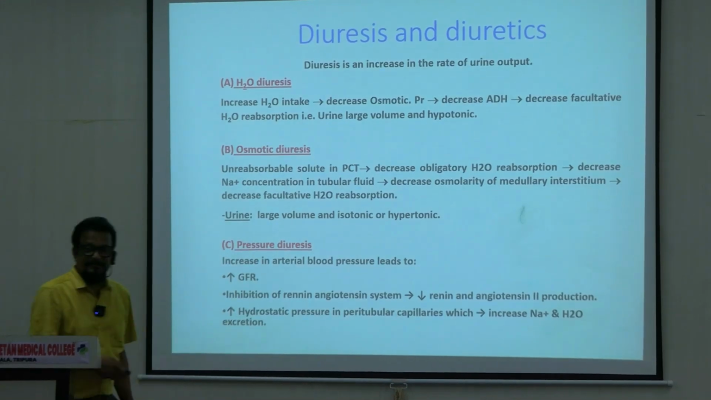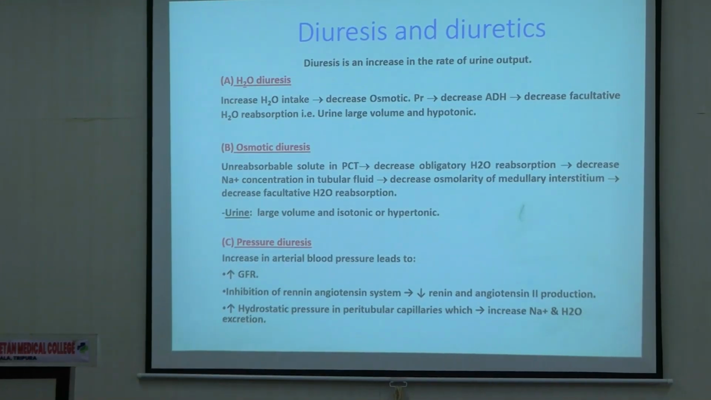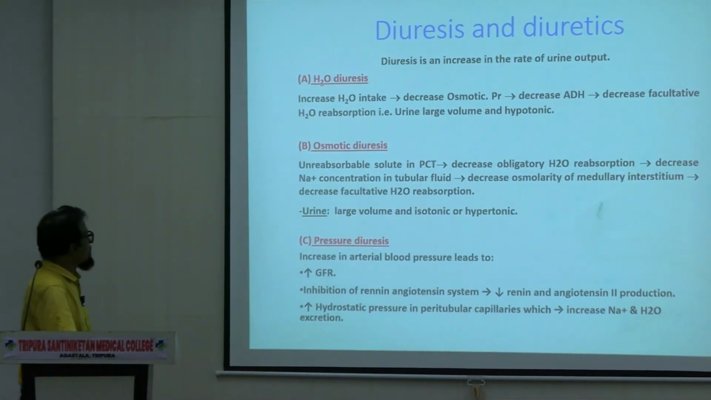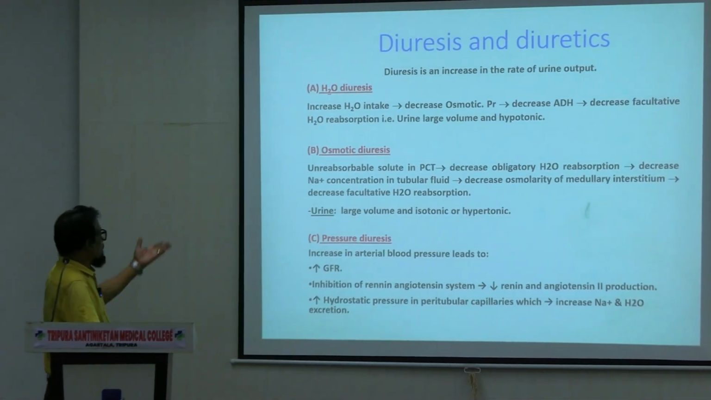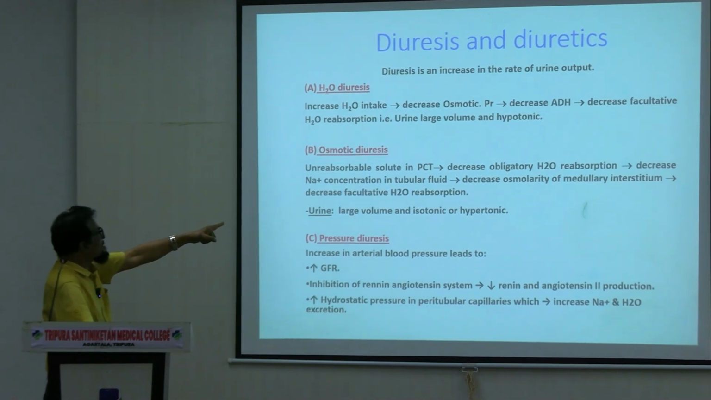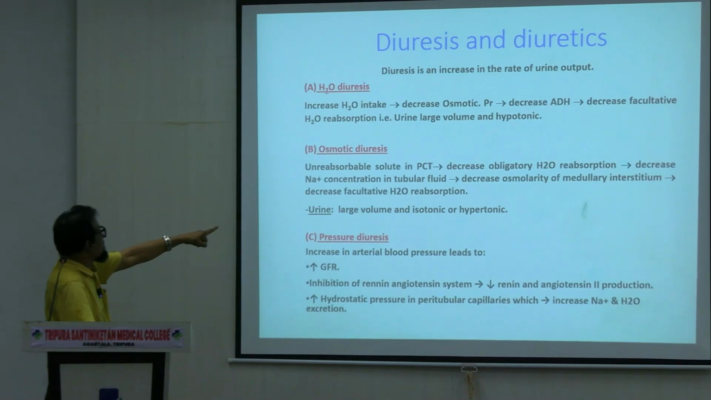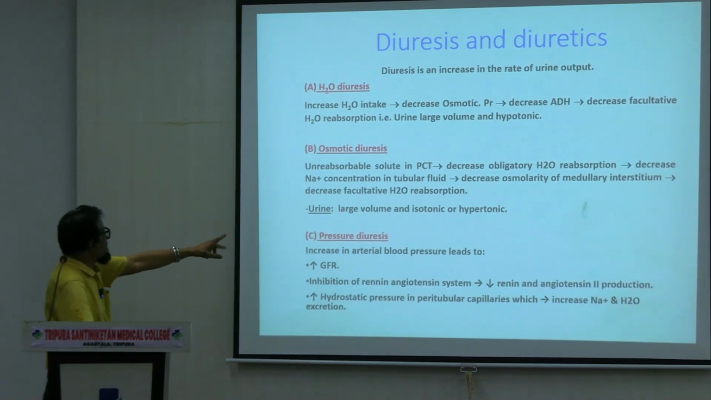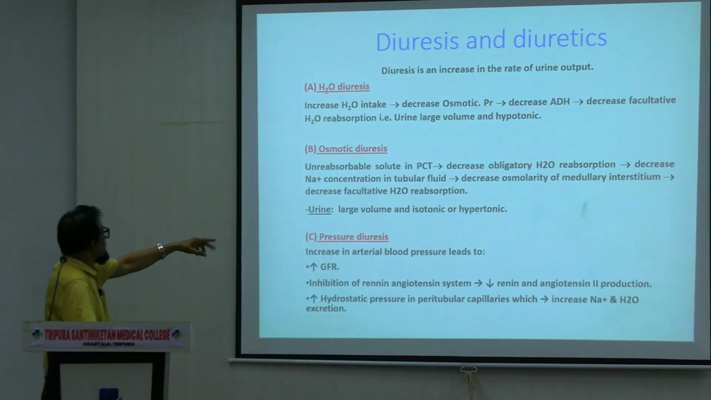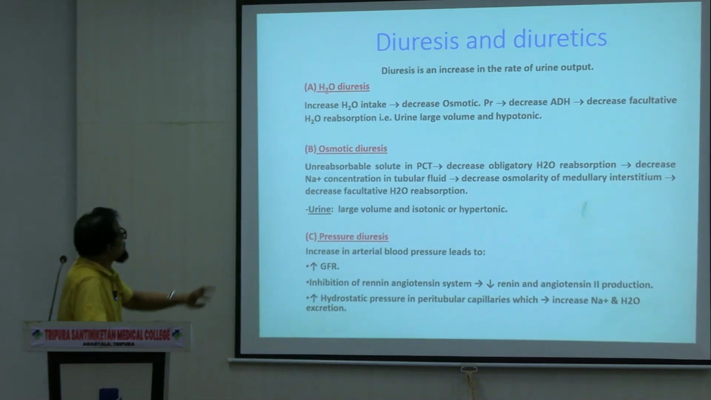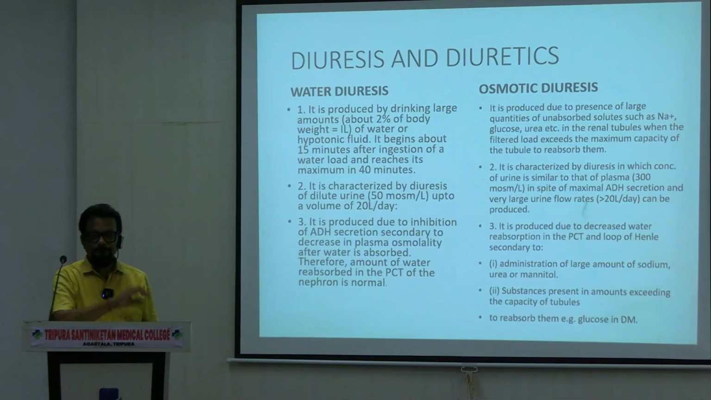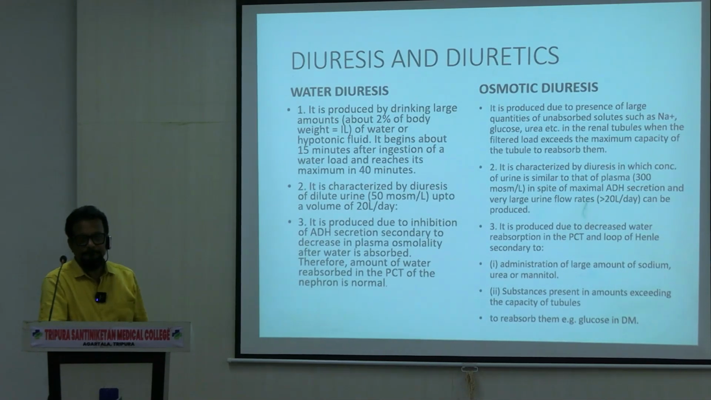And osmotic diuresis, the difference: reabsorbable solute in the proximal convoluted tubule cannot be absorbed. As a result, obligatory water reabsorption decreases, sodium concentration in the renal tubule decreases, and osmolarity of the medullary interstitium decreases. Facultative water reabsorption decreases, giving a large volume of isotonic urine. So this is the difference between the two. Okay, thank you.